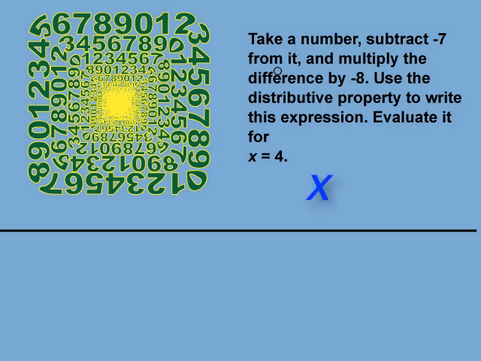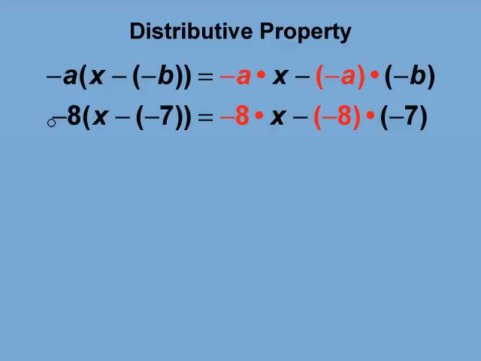This number is decreased by -7, so we write x minus -7. This difference, or the entire expression, is multiplied by -8. So we enclose the expression in parentheses and multiply the whole expression by -8 as shown here. This is the mathematical equivalent of this verbal expression. We now distribute -8 to both terms as shown here.